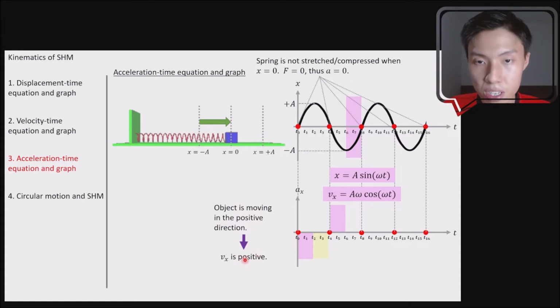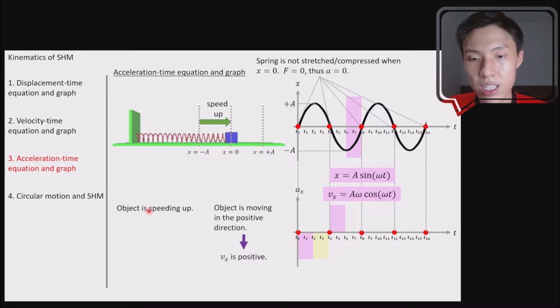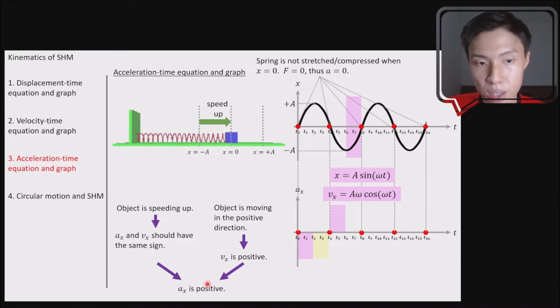vx should be positive. At the same time, this object here is moving towards the equilibrium. It's moving towards the equilibrium, therefore it must be speeding up. So if it's speeding up, you know that the a and the v must have the same sign. So if v is positive, a should be positive as well. Therefore, you should expect the plot from T6 to T8 to be above the time axis, somewhere around here.